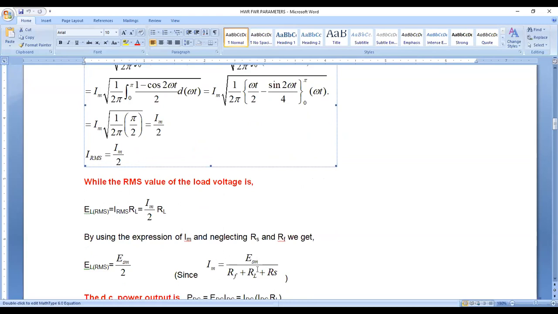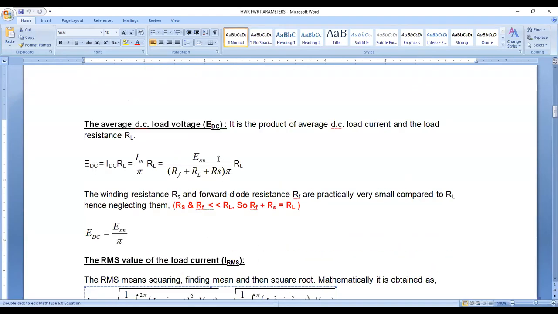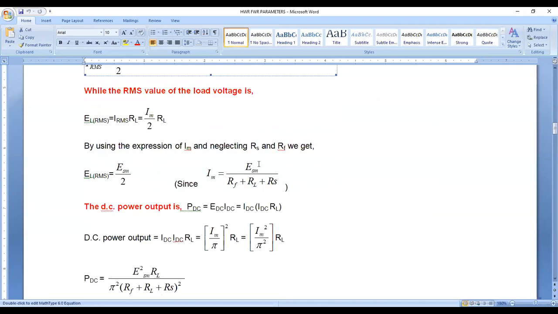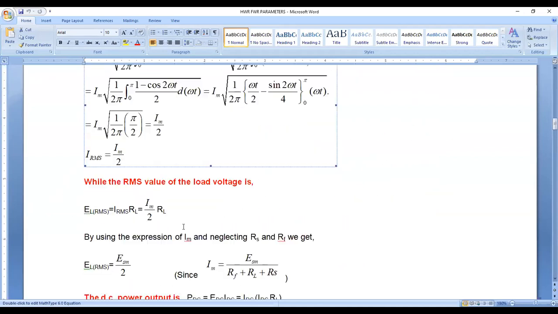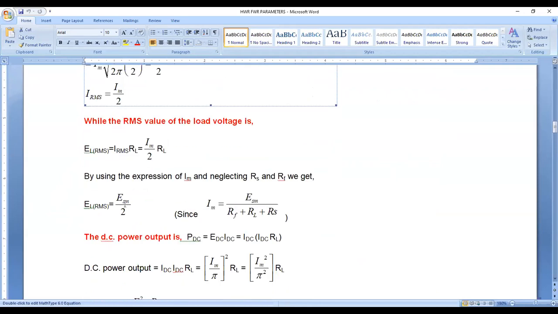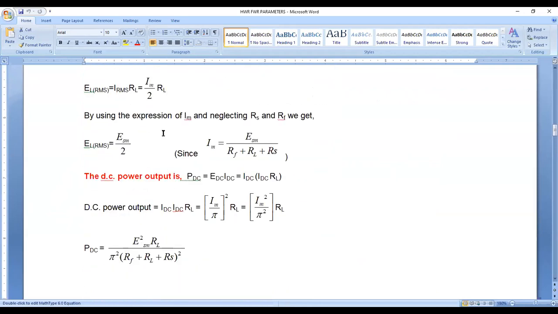Already discussed this topic. Here I discussed now. So that value is ESM by pi into RF plus RL plus RS. Again this total RL and this RL are going to cancel. Similar to the previous case, it will become ESM by 2. EL is equal to ESM by 2. This concept is similar to this concept. Just substitute Im is equal to this part. Then cancel this RL and this RL. You are going to get ESM by 2. Okay, this is your RMS value.